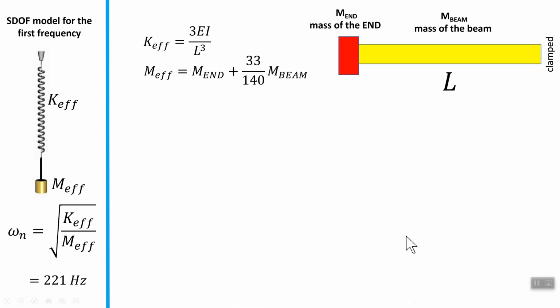Now, the one that you see in most vibrations books, the beam is here, the yellow one of length L, mass of the beam is M.